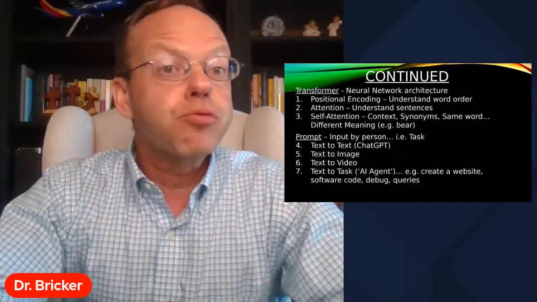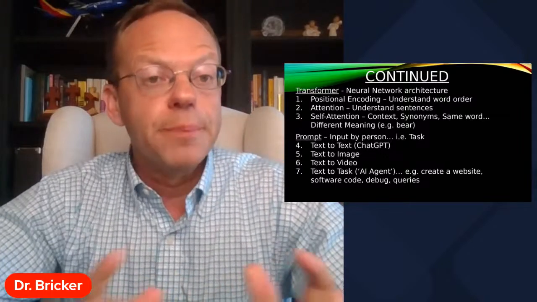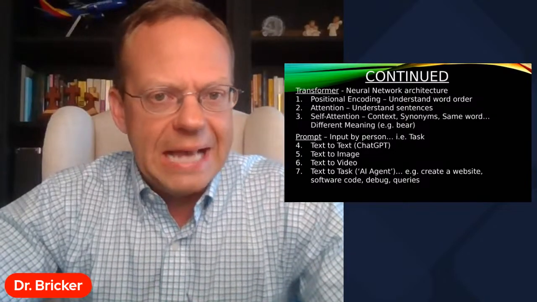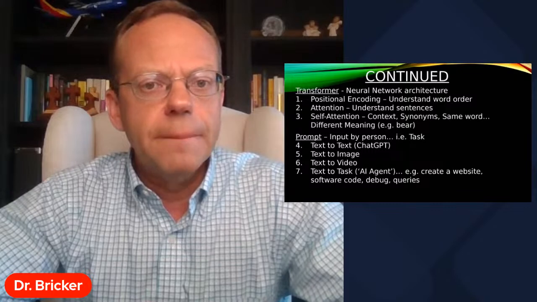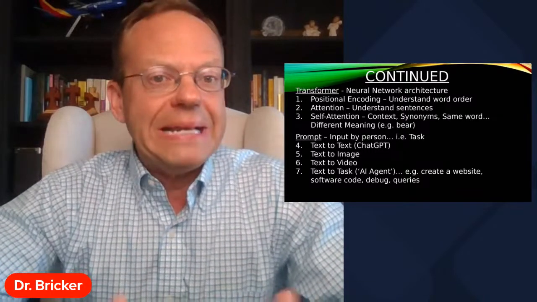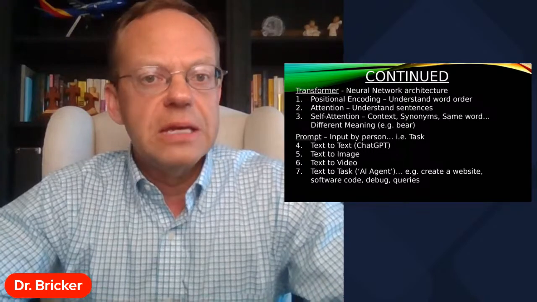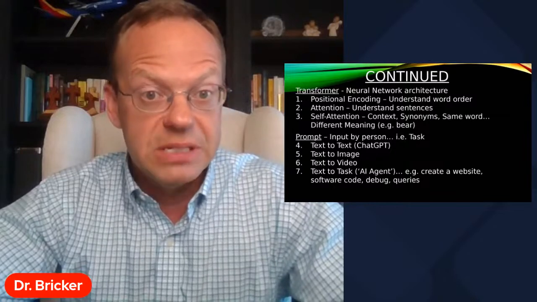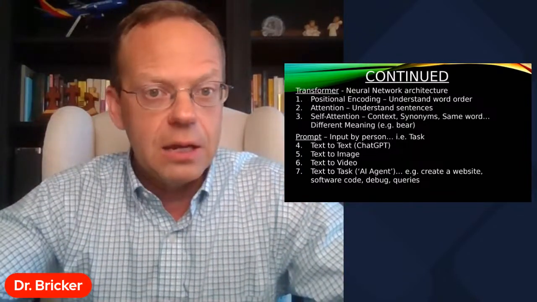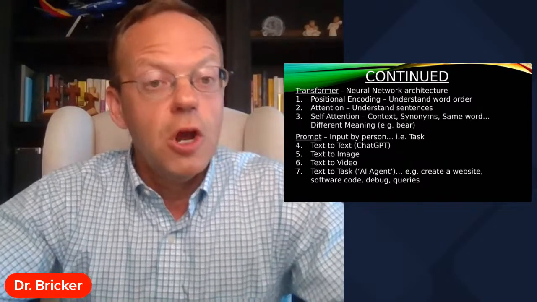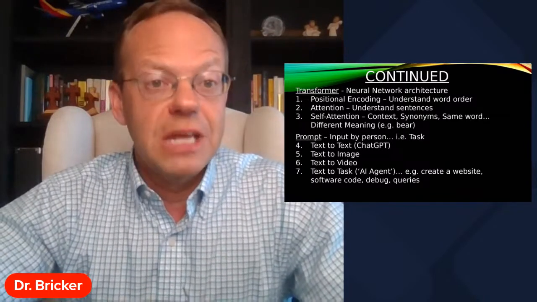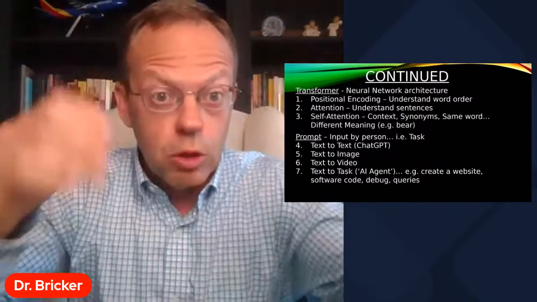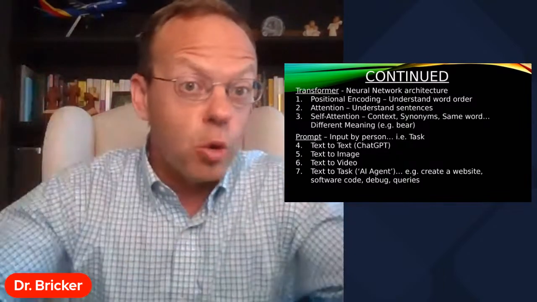Now, the prompt is what the person inputs. I'm sure many of you have used Chat GPT. I've used it myself as well. So that's the task that you put in. And there are different outputs that you can then get as a result of the prompt. So you can do text to text. In other words, you type in text with Chat GPT, and then it gives you an answer back. But then there's also text to image, where you can just type in the description of an image, and the generative AI will create an image based upon your text, a totally unique image.